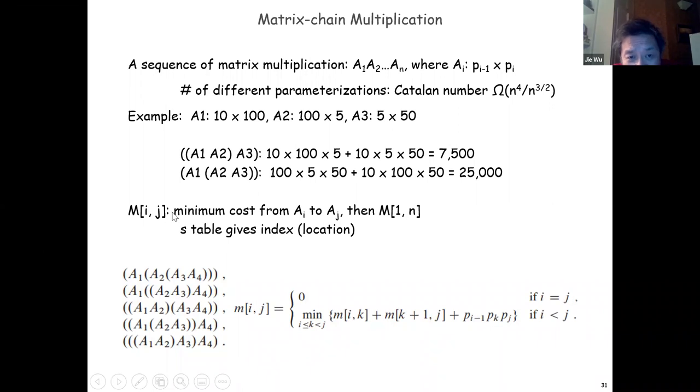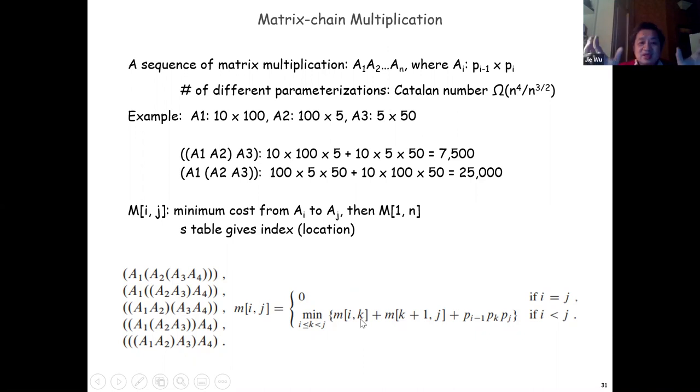So the idea is that you want to find the optimal solution for any subsequence, consecutive subsequence, i to j. So that's the general problem. The solution then turned out to be simple, because for any subsequence, you just need to do a cut. Cut really means where you put your first parentheses. So this cut location could be k in the middle.